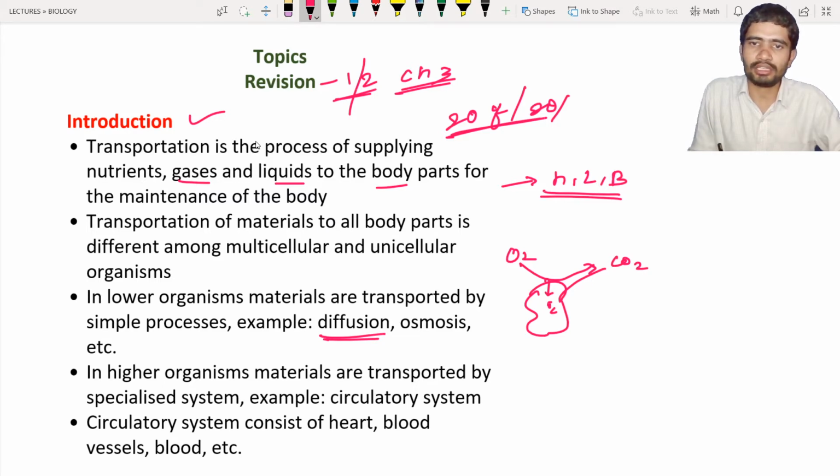In the same way, the food material will be taken with the help of the pseudopodia that you can see here. The food will be taken into the amoeba cell by a process known as ingestion, with the formation of pseudopodia, and also osmosis, etc. In these lower organisms, we can see diffusion, osmosis, and so on. These are the simple processes that you can see in lower organisms or unicellular organisms.